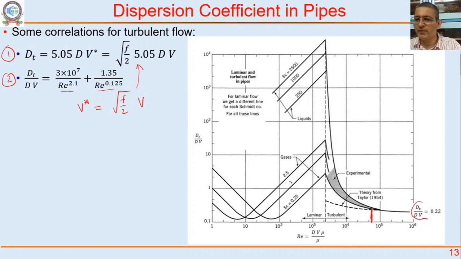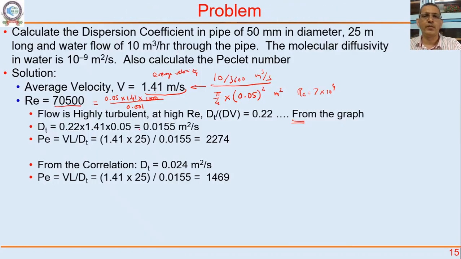Turbulent dispersion coefficient divided by dV would be around 0.22. Use that. So dt would be 0.22 multiplied by velocity multiplied by diameter. You will get the dispersion coefficient as 0.0155 meter square per second. Peclet number would be VL divided by dt, 1.41 into L, 25 meter long, divided by dt, 0.0155, 2274. Is it far greater than 1? Yes. Flow is very close to plug flow.